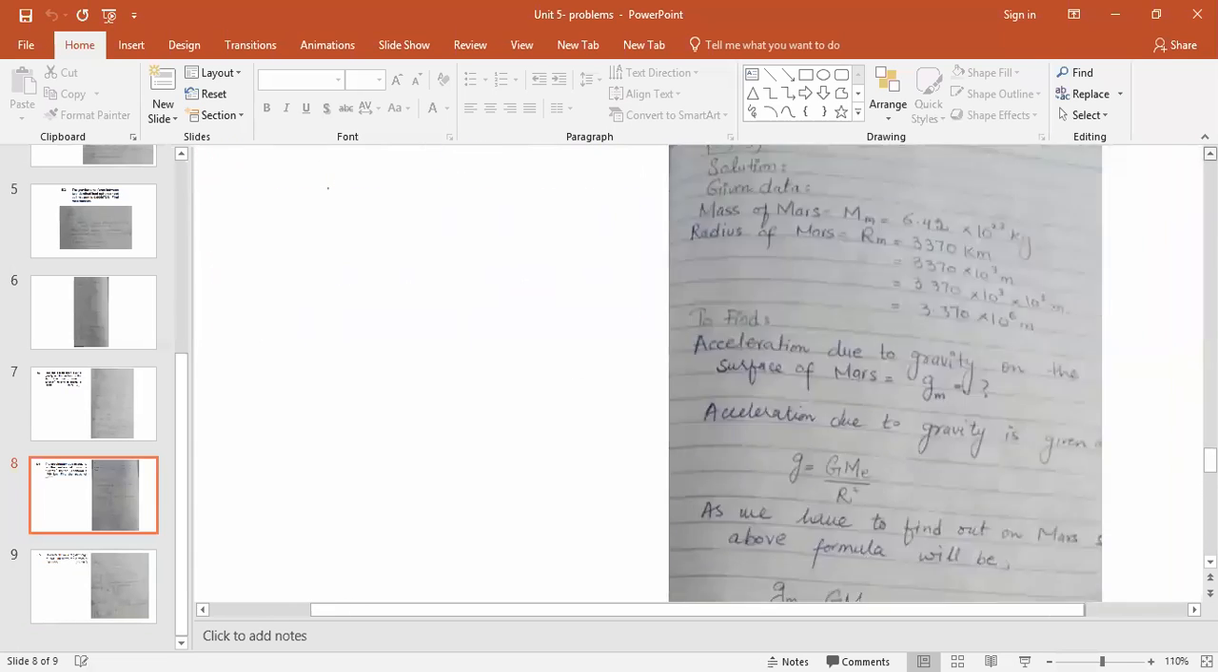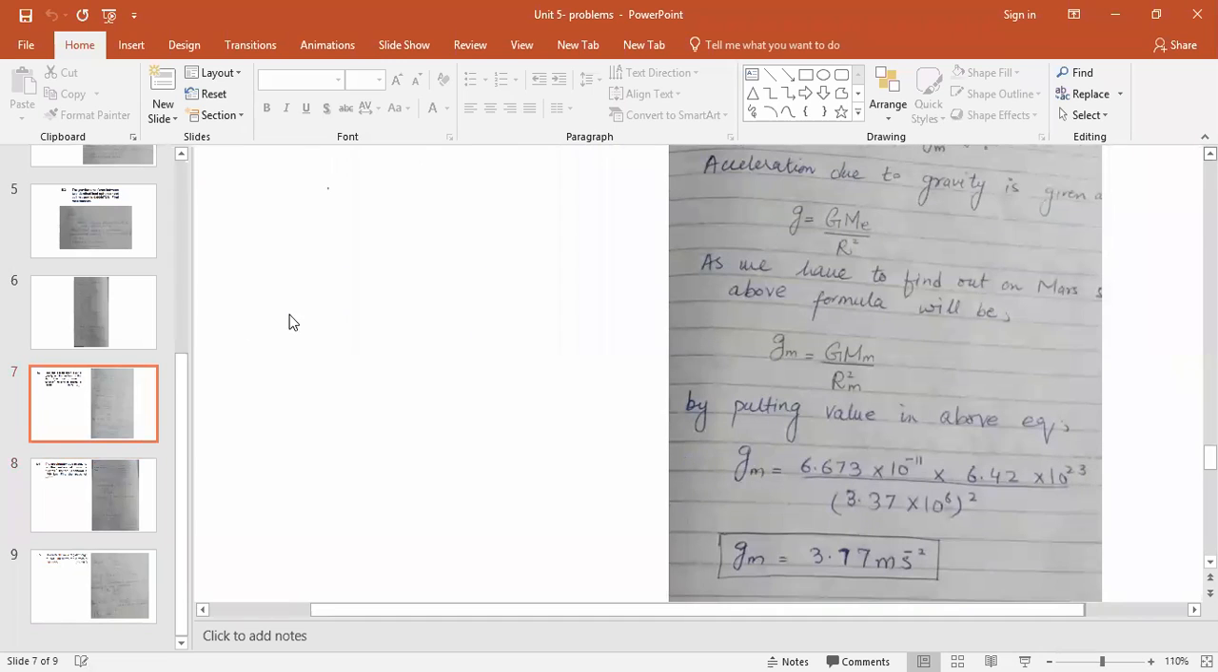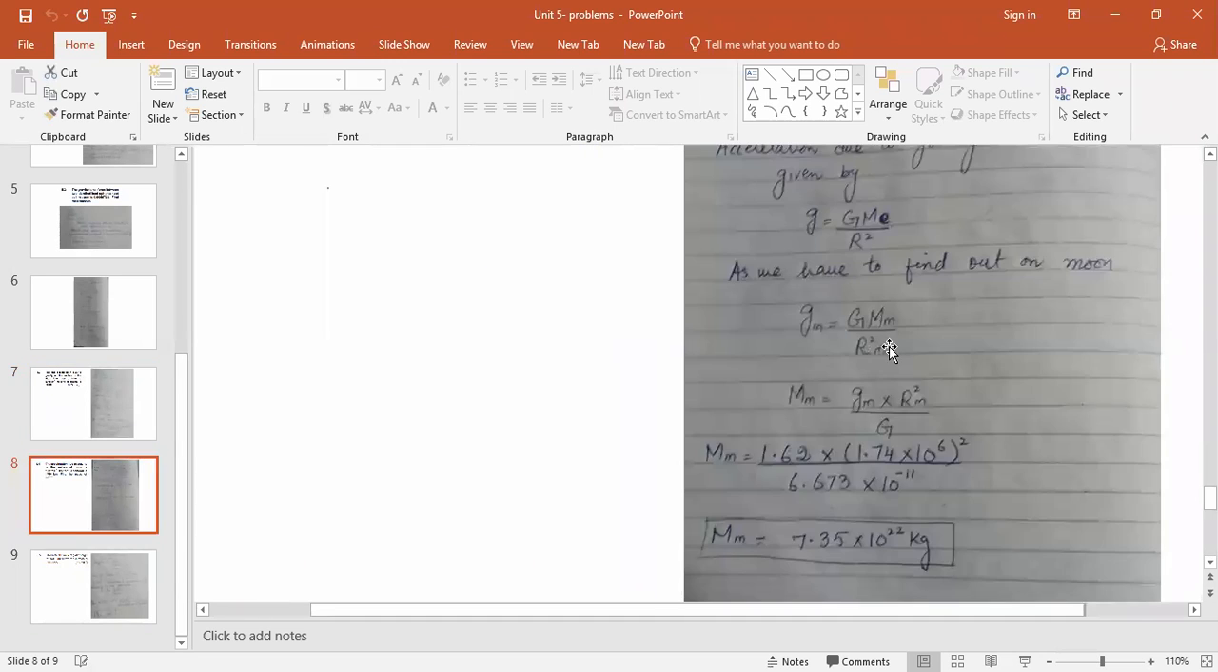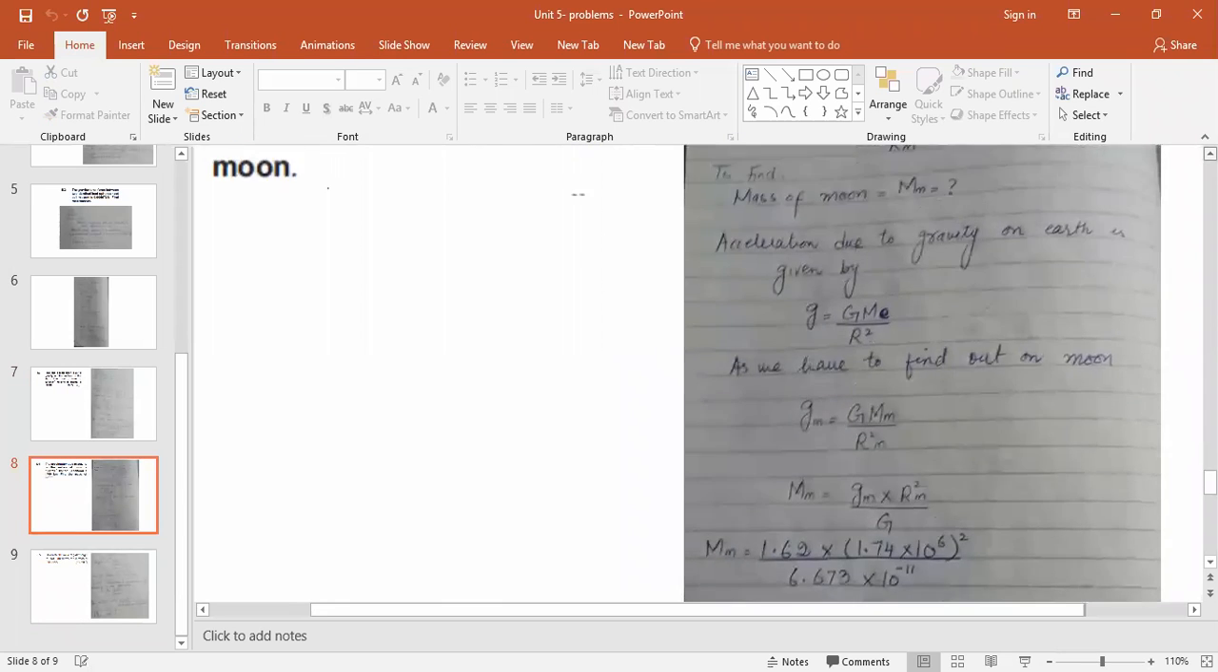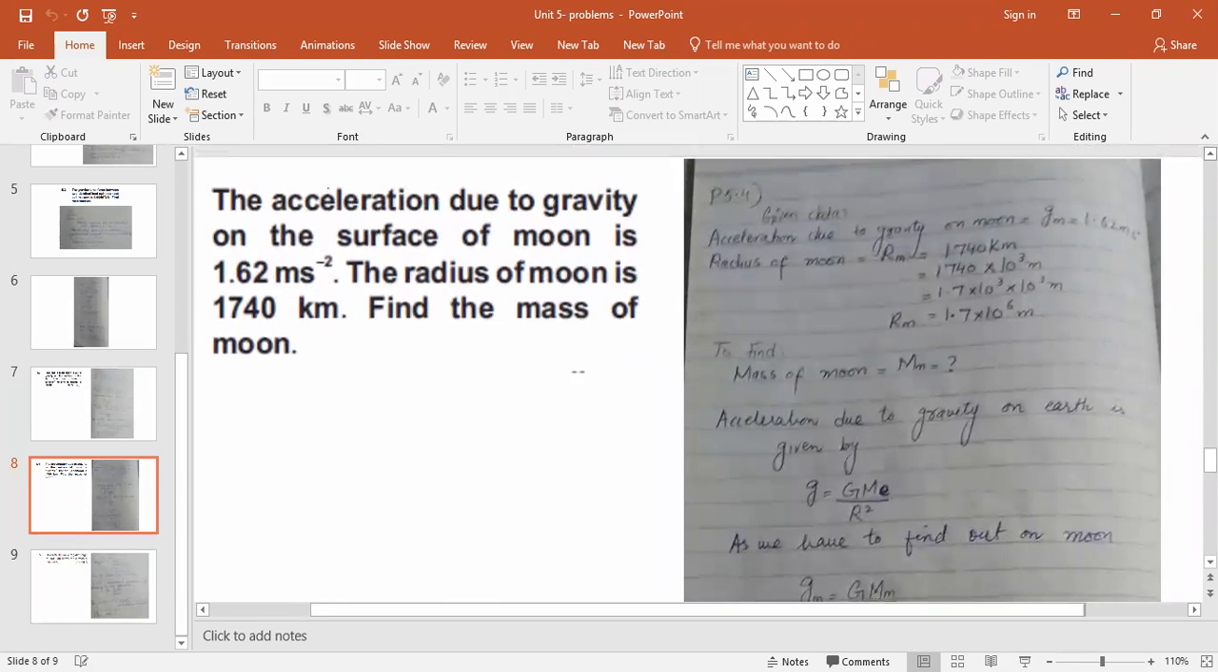So the data given to us is the acceleration due to gravity on the Moon, gm, which is 1.62 meter per second square. The radius is also given to us, Rm is equal to 1740 kilometer.